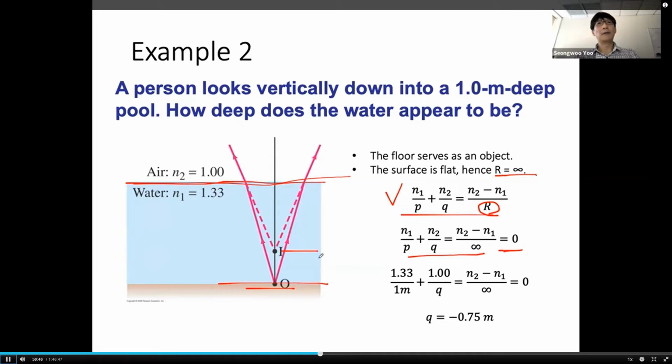And where the object, the floor of the swimming pool, is 1 meter, therefore P is 1 meter, the index of the water is 1.33, and the index of the air is 1. Then you solve this equation, and Q is found to be minus 0.75 meters. So we have a negative sign, which means Q is a virtual image. It should appear on the same side as the object. Therefore, you can draw the image point inside the water. Okay.